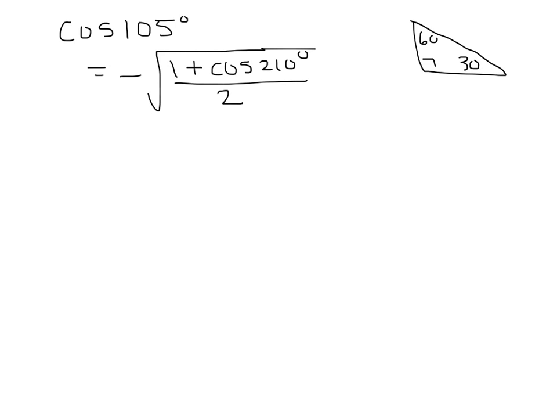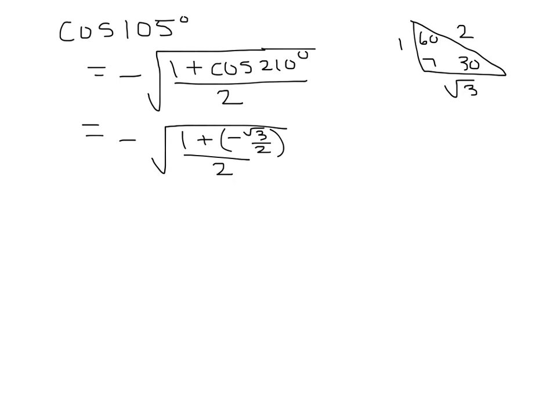210 is a multiple of 30. So we need the cosine of 30 degrees, which is root 3 over 2. Now, the cosine in quadrant 3, because that's where angle 210 is, is negative. So we get negative square root of 1 plus negative root 3 over 2, all divided by 2. There's the formula. Now you have some algebra to do to simplify this answer.